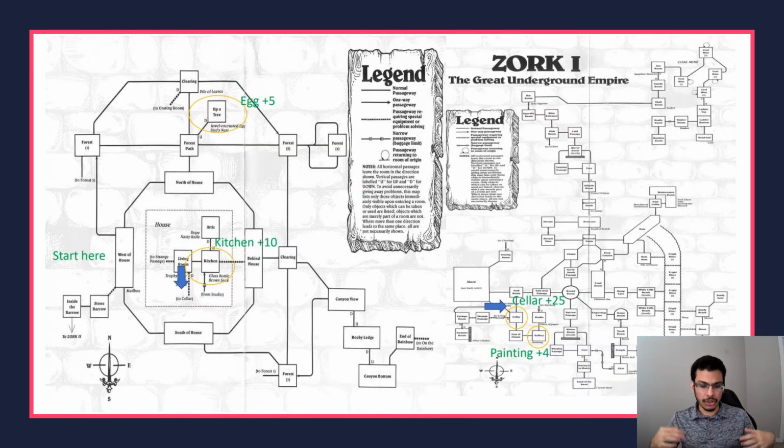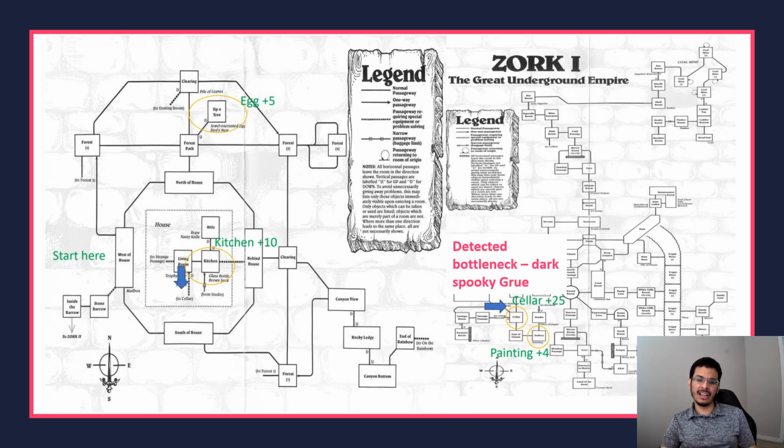Right? So in terms of the map that we saw earlier, this is what the map looks like. You see the cellar on the right here, and remember that the blue arrows are connecting the left and right sides of the map. So the overworld and the underworld, of which the cellar is an entrance to. So let's say that you've detected this bottleneck. So there's this dark and spooky Grue in this cellar. It's constantly eating you. What are you going to do about it, right?